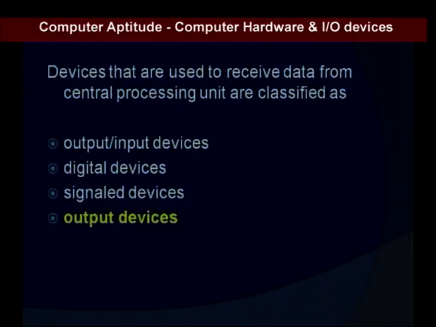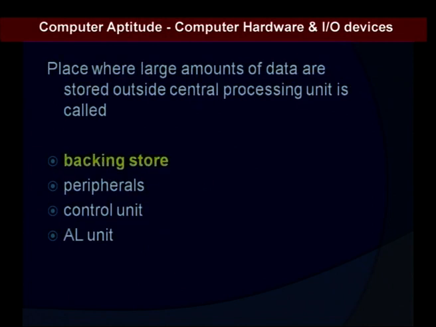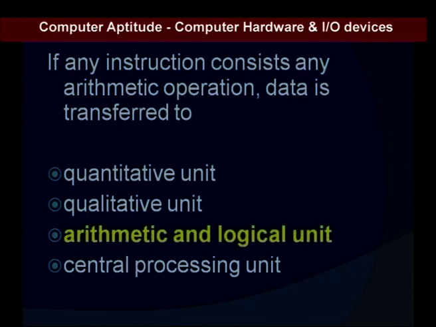Next, devices that are used to receive data from the central processing unit are classified as output devices. Output devices include pen drives, hard disks and memory cards; there are different types of output devices. Next, the place where a large amount of data is stored outside the central processing unit is called backing storage. Backing storage is a kind of temporary storage.